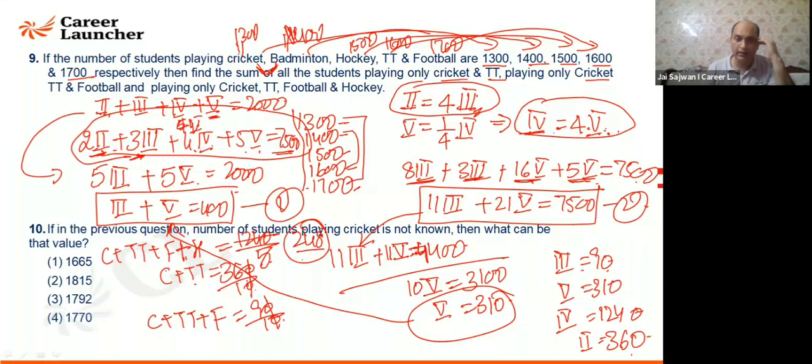People who are playing 2 games is 36. People who play 3 games is 9. So I think it is clear. This is 45, 45, 90. 293 will be your answer. The answer comes out to be 293.